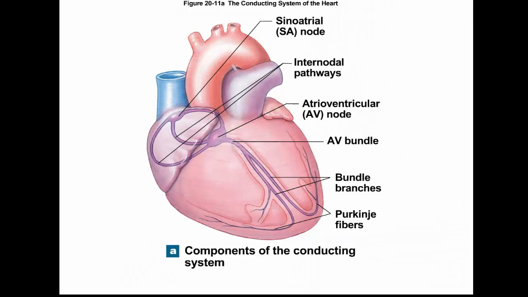So in the right atrium, you have the location of the sinoatrial node. At the base of the right atrium, at the atrioventricular junction, you have the AV node. And then going down through the septum, which separates the left and right ventricles, you have the AV bundle, and then that branches off into the bundle branches and then into the Purkinje fibers. You will be expected to know the names of the conducting system of the heart and the location of them.